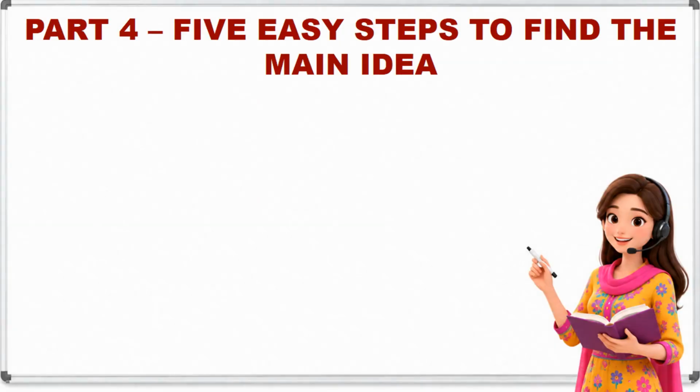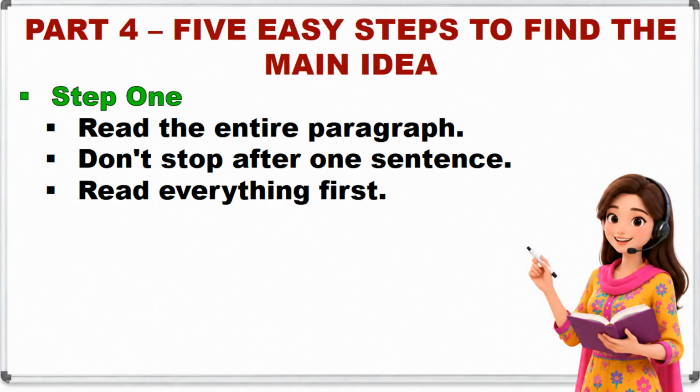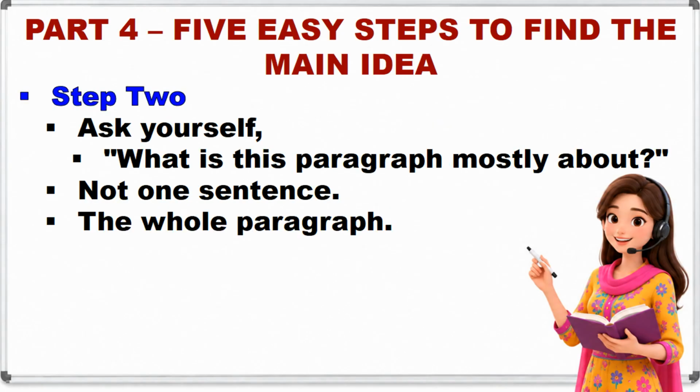Part 4. 5 easy steps to find the main idea. Step 1. Read the entire paragraph. Don't stop after one sentence. Read everything first. Step 2. Ask yourself, what is this paragraph mostly about? Not one sentence. The whole paragraph.